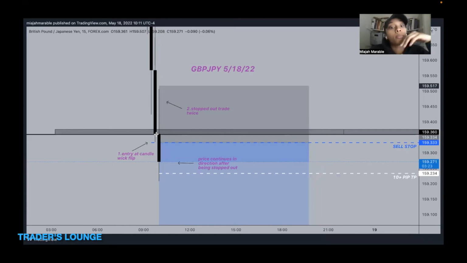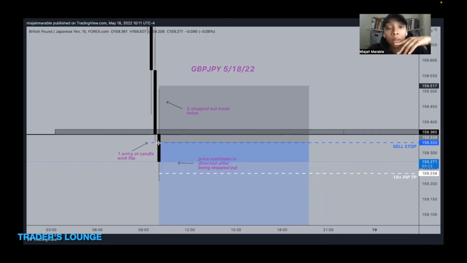So price broke here. I entered here. I think I had this zone area up a little bit higher. I think I changed it out. So I took this trade twice and I lost twice on it the same way. And that was kind of frustrating for me. So like you can see here, I entered at the candle wick flip.